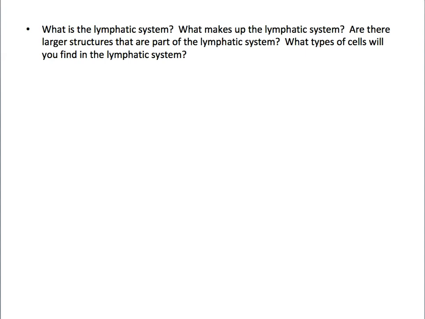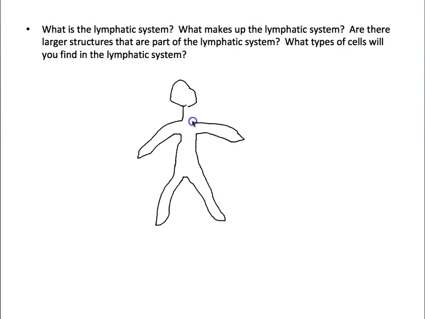Let's do this. So the next part of the question is, are there larger structures that can make up the lymphatic system? And I'm going to go back to drawing another human. We're going to go like this again. And what this question is asking is a slight modification of the previous one. Do you understand the function of the thymus? Do you understand the function of the spleen? And what is the role of bone marrow?